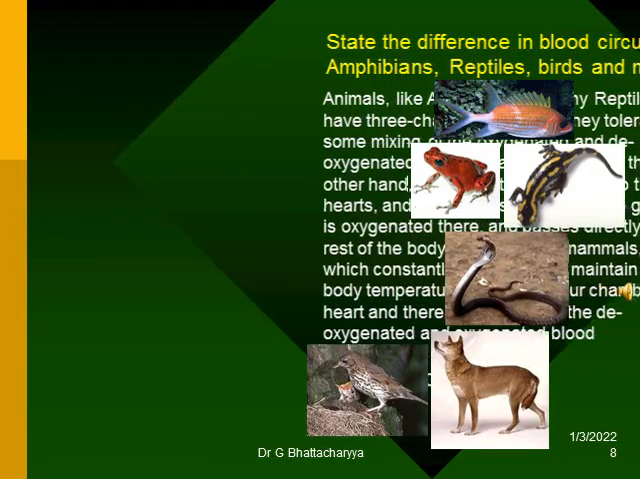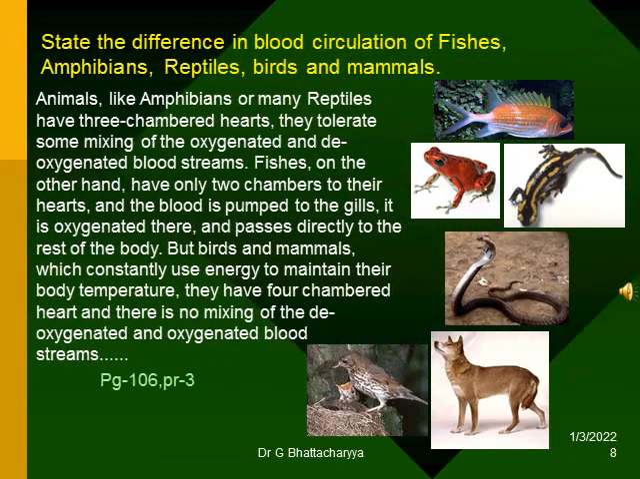State the difference in blood circulation of fishes, amphibians, reptiles, birds and mammals. Animals like amphibians and many reptiles have 3-chambered hearts. They tolerate some mixing of the oxygenated and deoxygenated blood streams. Fishes, on the other hand, have only 2 chambers in their hearts, and the blood is pumped to the gills. It is oxygenated there and passes directly to the rest of the body. But birds and mammals, which constantly use energy to maintain their body temperature, have a 4-chambered heart, and there is no mixing of the deoxygenated and oxygenated blood streams.